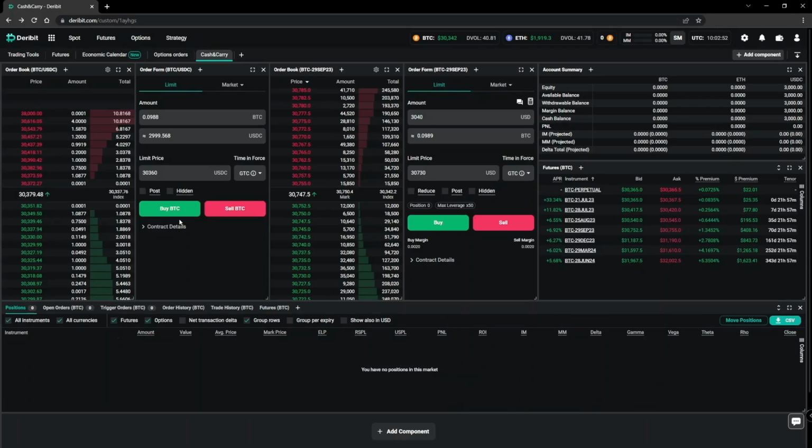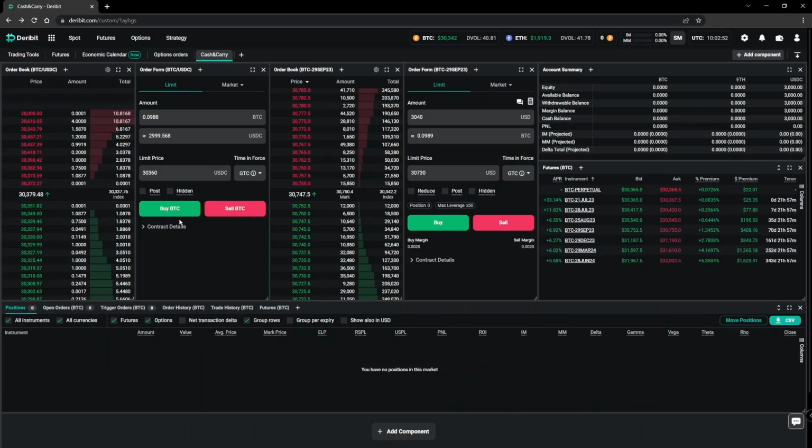I've created a custom tab here especially for executing this cash and carry trade. As we will need both the spot market and a futures contract, I have included the BTC USDC spot market on the left and the September Bitcoin future in the middle. I've included the futures component on the right, which shows the available prices on each of the Bitcoin futures contracts. As we move down the list of dated futures contracts, we can see the dollar premium over the spot price increases as the time to expiry increases, though the annualized premium in the APR column actually decreases.